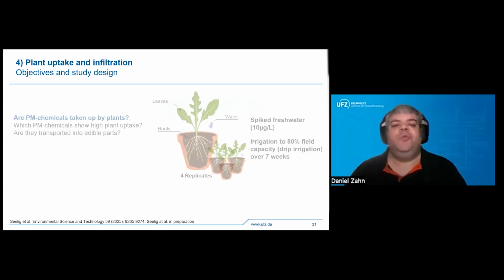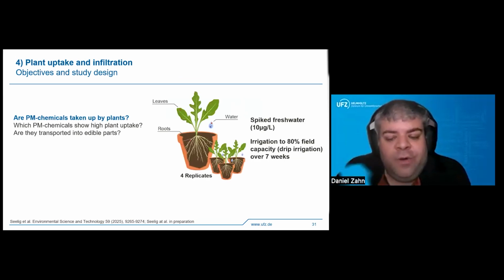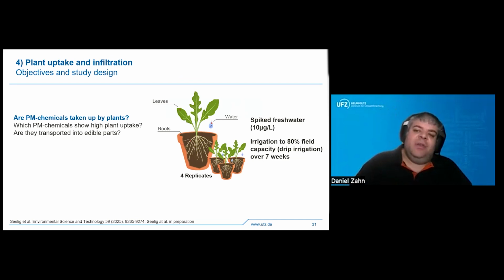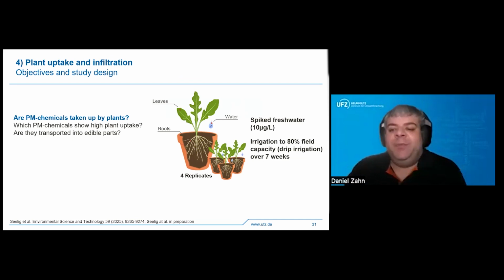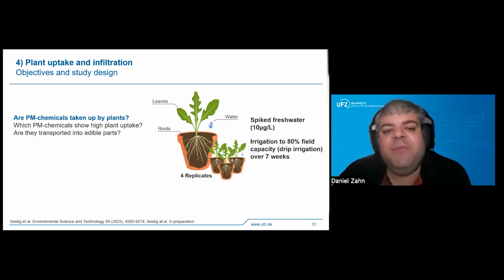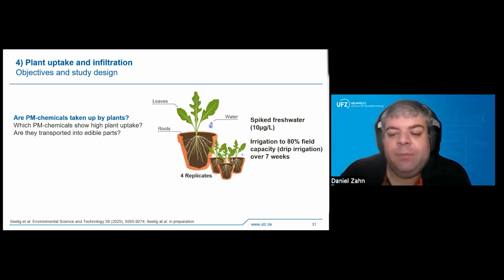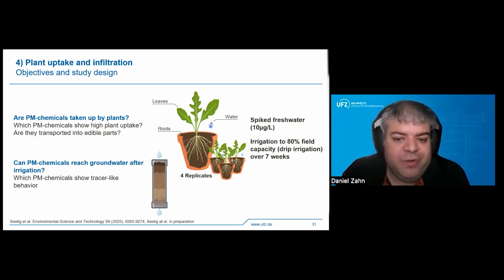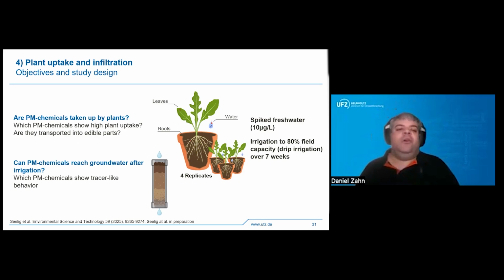To do so, we did two studies. One of them is already finished, and I will focus on this one, where we used rocket and planted it in a greenhouse and irrigated it with spiked fresh water to 80% field capacity. Here we wanted to find out which of these PM chemicals are taken up by the plant and if they are transported to the edible parts or not. And another study, which is currently still in progress, we're still evaluating the data. Here I only give you a quick sneak peek, where we want to find out with soil column studies which of these PM chemicals actually have a high likelihood of reaching groundwater.